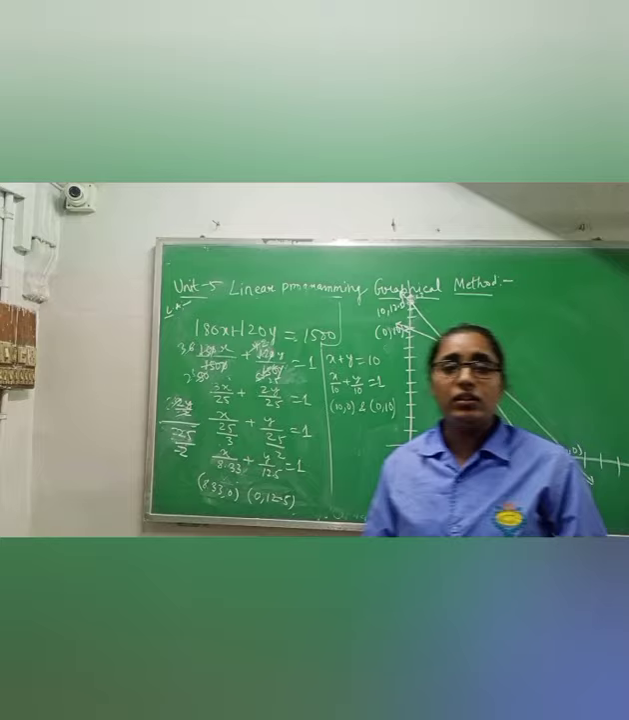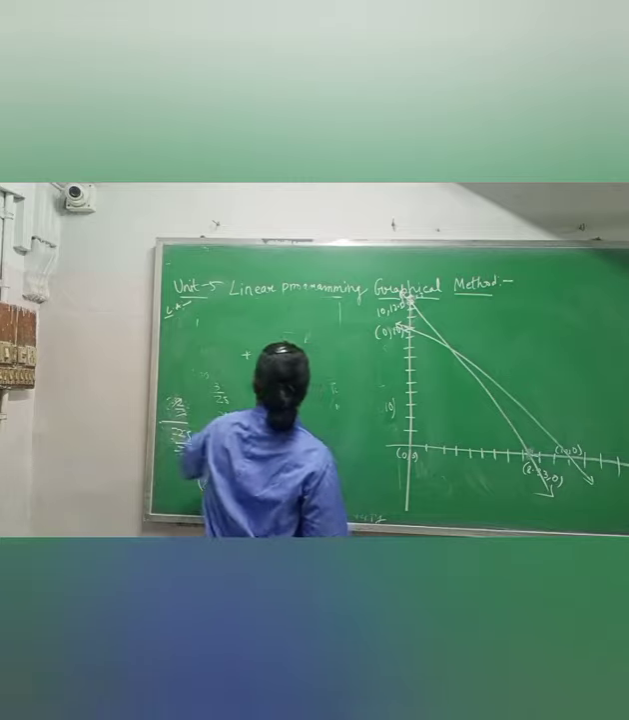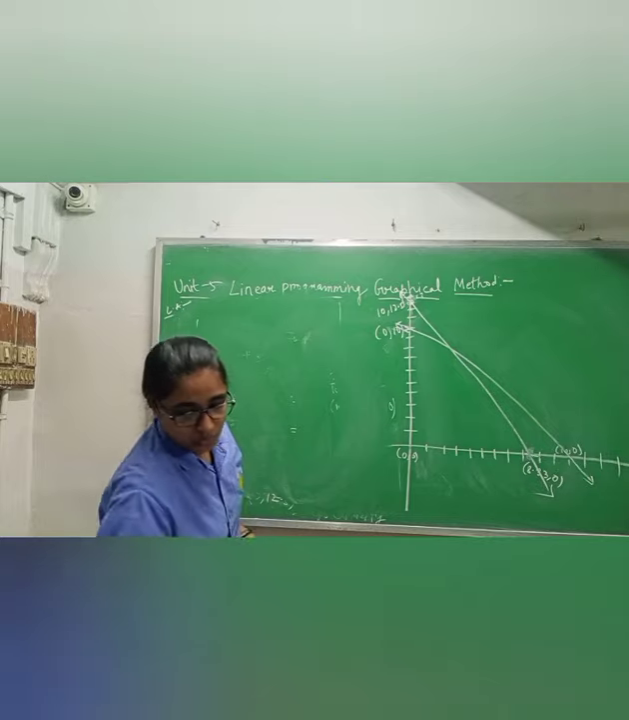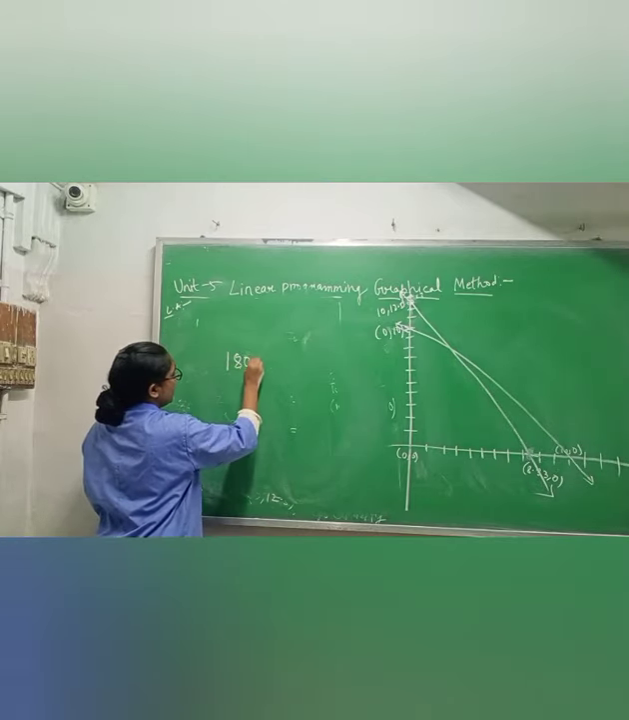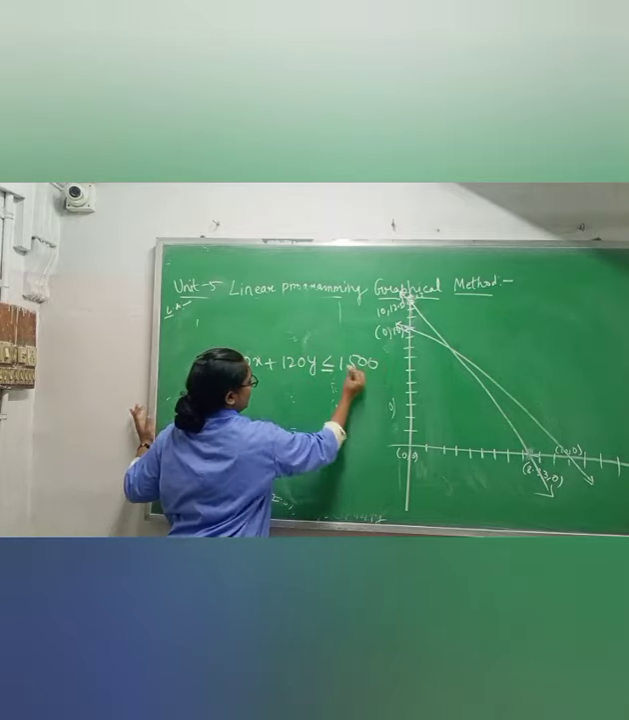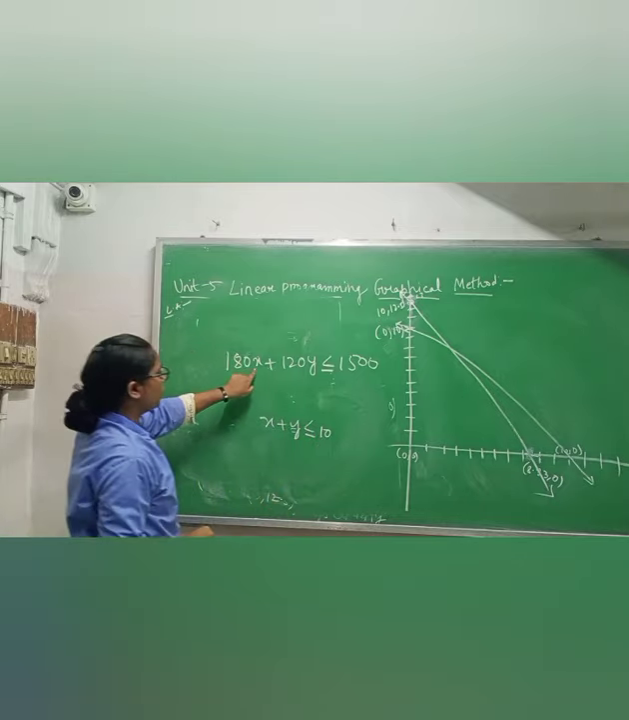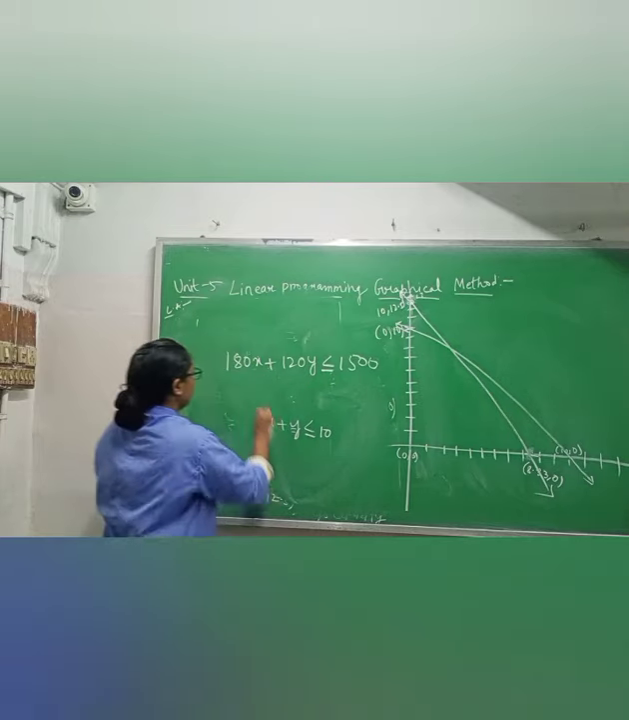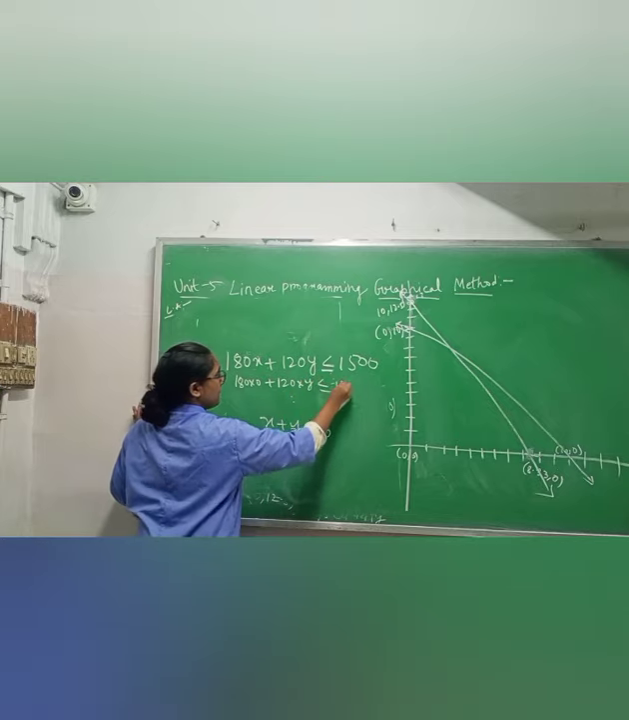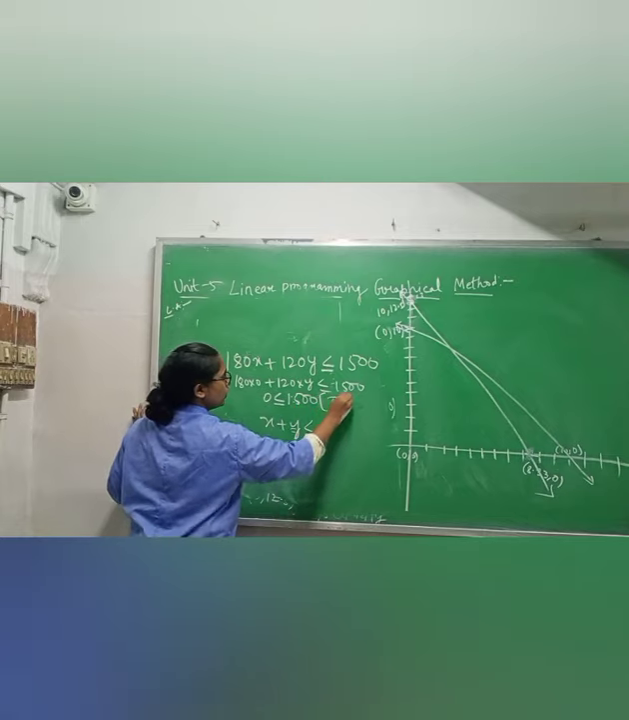Now we have to find the feasible region. How will we find the feasible region? I am rubbing this portion. Now our question was 180x plus 120y is less than or equal to 1500, and one more is x plus y is less than or equal to 10. So in place of x and y you have to put 0. When you put 0, it will come 0 only. So 0 is less than or equal to 1500. It is true, so you will write true here.